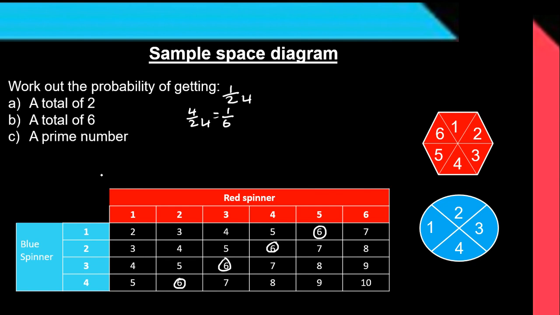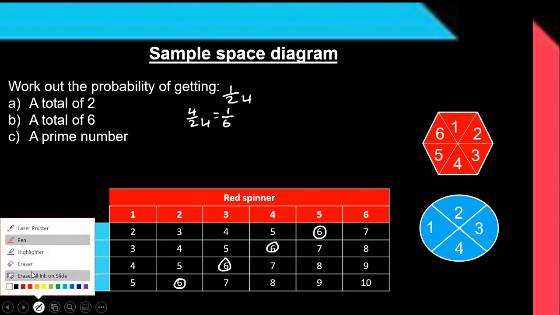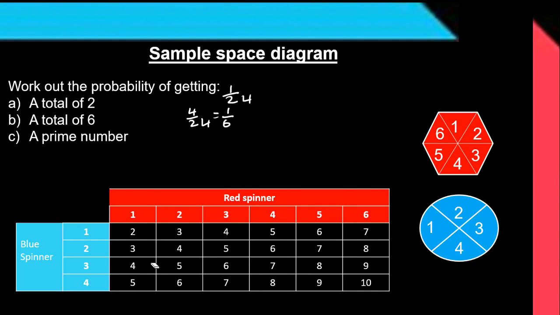Right, let's have a look at a prime number. Okay, so let me just get rid of these. So what is the probability if we spin both of these spinners, we will get a prime number? So let's circle our prime numbers. So we have a 2, we have 3s, we have 5s, and we have 7.